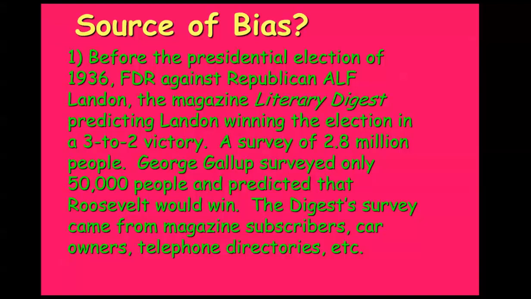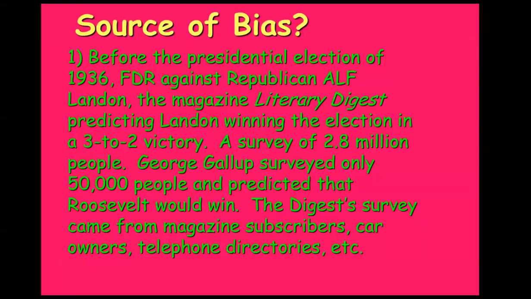Okay, so here's a couple examples to kind of think through. This one's actually a true story. Before the presidential election of 1936, FDR ran against Alf Landon. A magazine, Literary Digest, predicted Landon winning by a 3-2 victory. It surveyed 2.8 million people. George Gallup, the father of statistics, came up with some of the early principles that we use now. He only talked to 50,000 people and accurately predicted that Roosevelt would win.